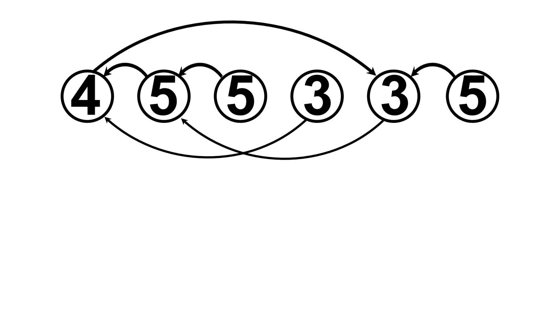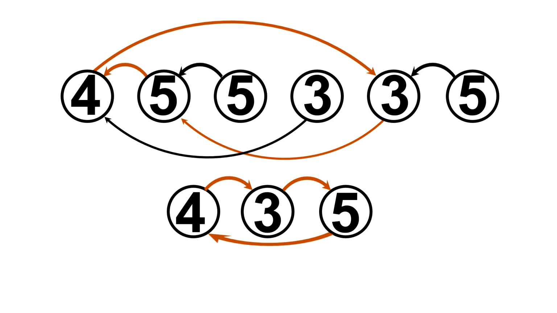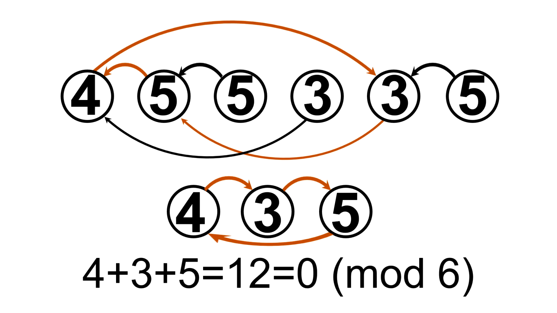Do you spot the general solution now? Well, what if I highlight something? The solution of this problem is to build the graph as explained before and find any cycle in the graph. On the shown example, we have a cycle that consists of nodes with numbers 4, 3, and 5. If we add 4 plus 3 plus 5, we will get 12, which is equal to 0 modulo 6.